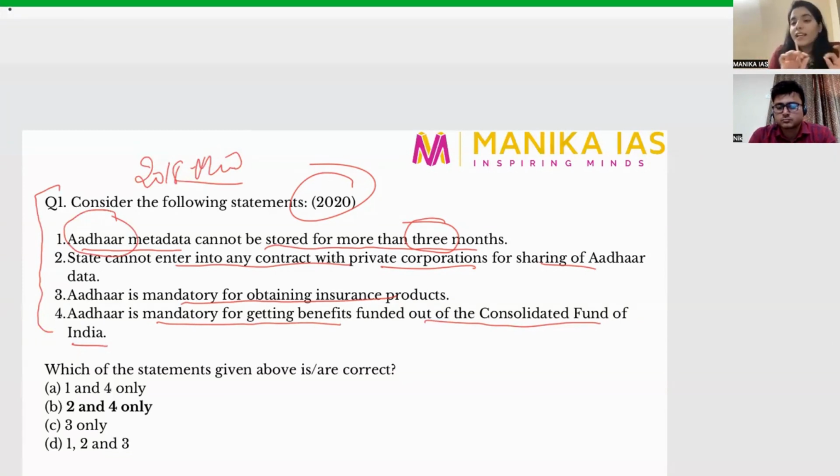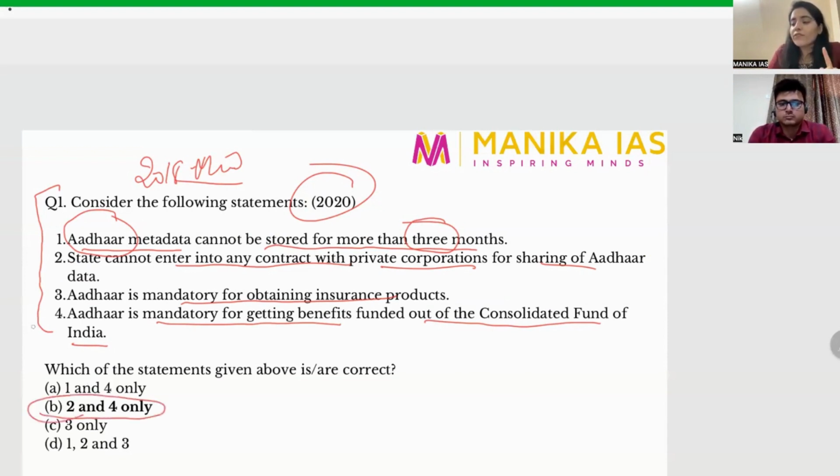So the broader headlines of the newspapers that we used to see for around 6 months were this only: state cannot share that data with private corporations because it is a breach of the right to privacy. The second statement was that for social sector schemes, Aadhaar is important. So automatically, the person who hasn't even read the statement, who has just read the newspaper headlines, who has been genuinely preparing throughout that year, would be able to get the right answer. The right answer is 2 and 4.